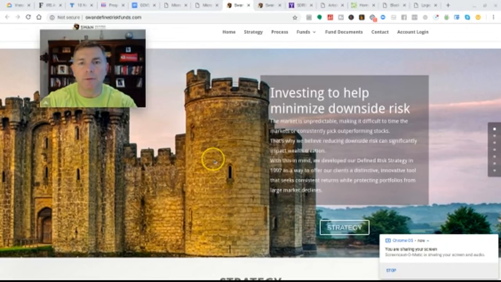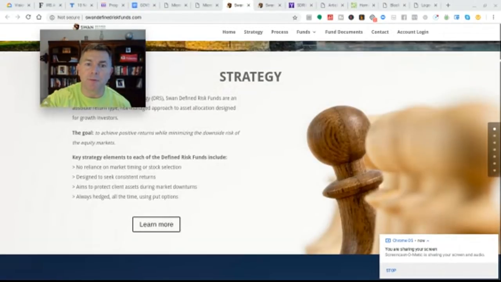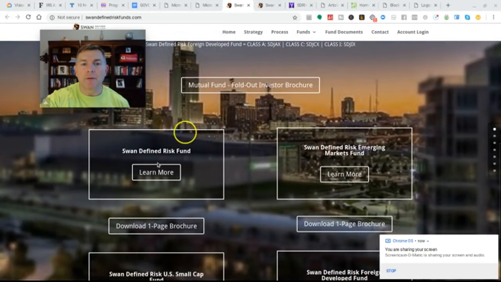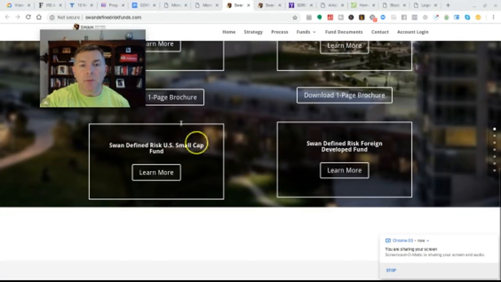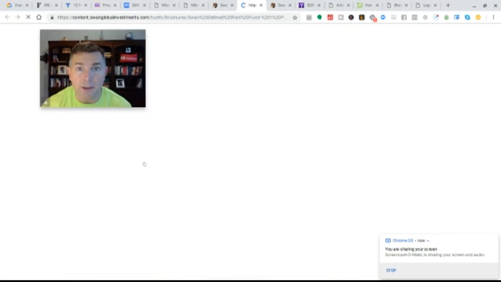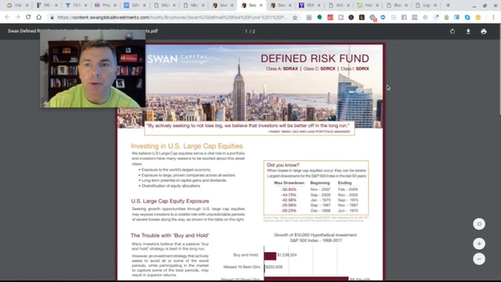So they offer their own mutual funds. If you go to Swan, you go up here to strategy, and this is going to be the defined risk funds. All right, so Swan defined risk funds, not the defined risk strategy. You see the Swan Defined Risk Fund, Defined Risk Emerging Markets Fund, Defined Risk Small Cap Fund, and Defined Risk Foreign Developed Markets. Let's just look at the one-page brochure of the Swan Defined Risk. I think this will be the fund. Let's see what we've got here, and let's bring this up a little bit.